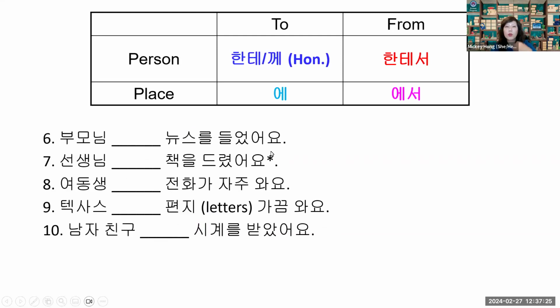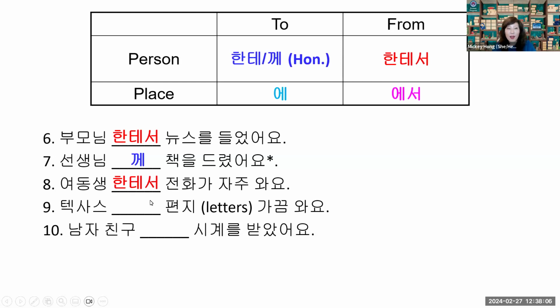부모님한테서 들었어요. You listen, you hear. From people's 부모님한테서 뉴스를 들었어요. 선생님께 드렸어요. You give something to the teacher. So 선생님께 책을 드렸어요. 여동생한테서 전화가 와요. 전화가 와요 means the call is coming in. 전화해요 means you make the call. You are making the call. So 여동생한테서 전화가 자주 와요. Call comes often from your younger sister.